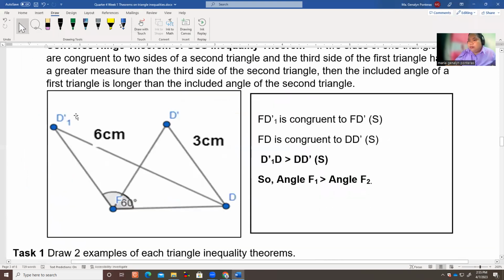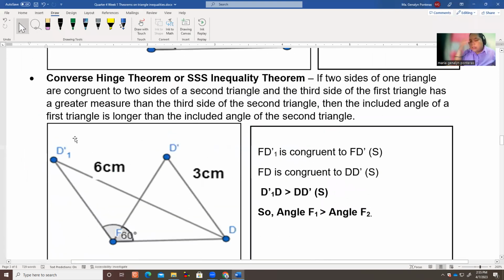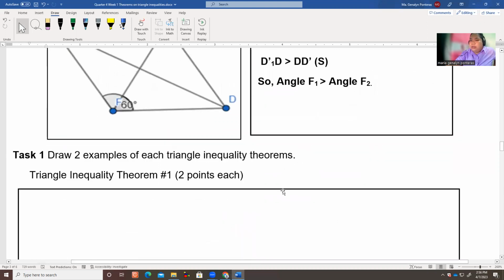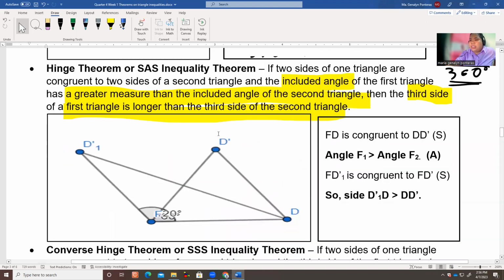Okay, let's have the converse. So the converse of the Hinge theorem is the triple S inequality theorem. In the triple S inequality theorem, if two sides of one triangle are congruent to two sides of a second triangle, and the third side of the first triangle has a greater measure than the third side of the second triangle, then the included angle of the first triangle is larger than the included angle of the second triangle.